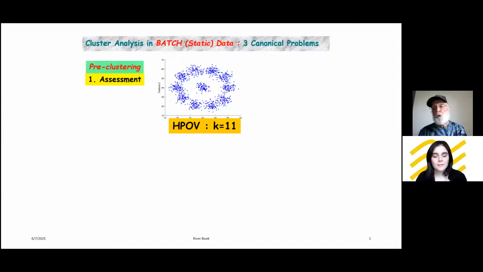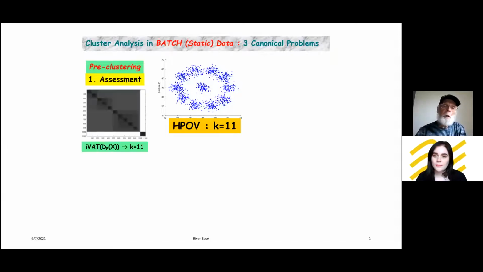First, in pre-clustering, before you cluster a set of data, you can ask yourself, how many clusters should I look for? Are there clusters? There are methods for doing that covered in the book. Here's a cluster heat map produced by the IVAT algorithm of this data set. You'll notice that you can't see them too well, but notice that there are 11 dark blocks along the diagonal. There's 10 here. They correspond to the 10 clusters in the ring. And this single dark block outside corresponds to the central cluster. So this is a way to look at data the way a computer will look at the data. And here in 2 dimensions, of course, we can see whether it's right.